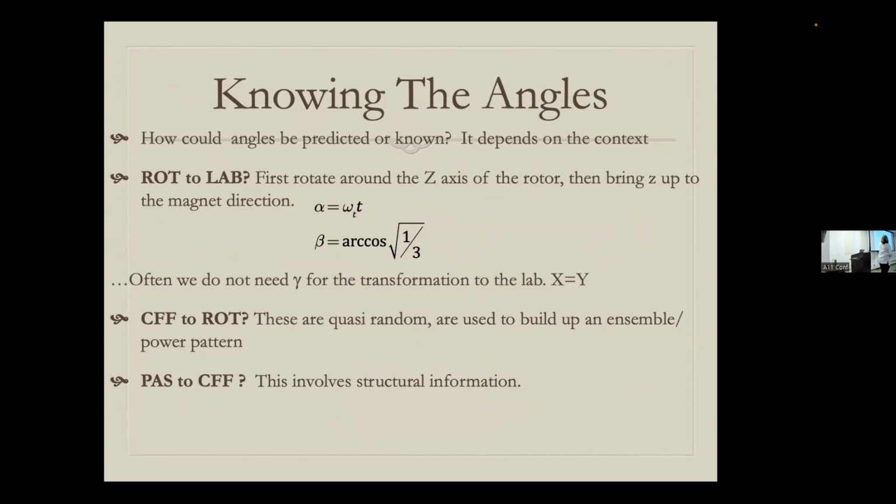Rotors rotate around the z-axis of the rotor. So the rotor frame has a z-axis along the long axis of the rotor, and we need to move that z-axis to the z-axis of the magnet, but also the x and y of the rotor advance according to omega_R t. So you're going to have a z rotation, omega_R t, and then just a single, not time-dependent, y rotation to take the rotor up to the lab. So we know what this is. We can write that down.